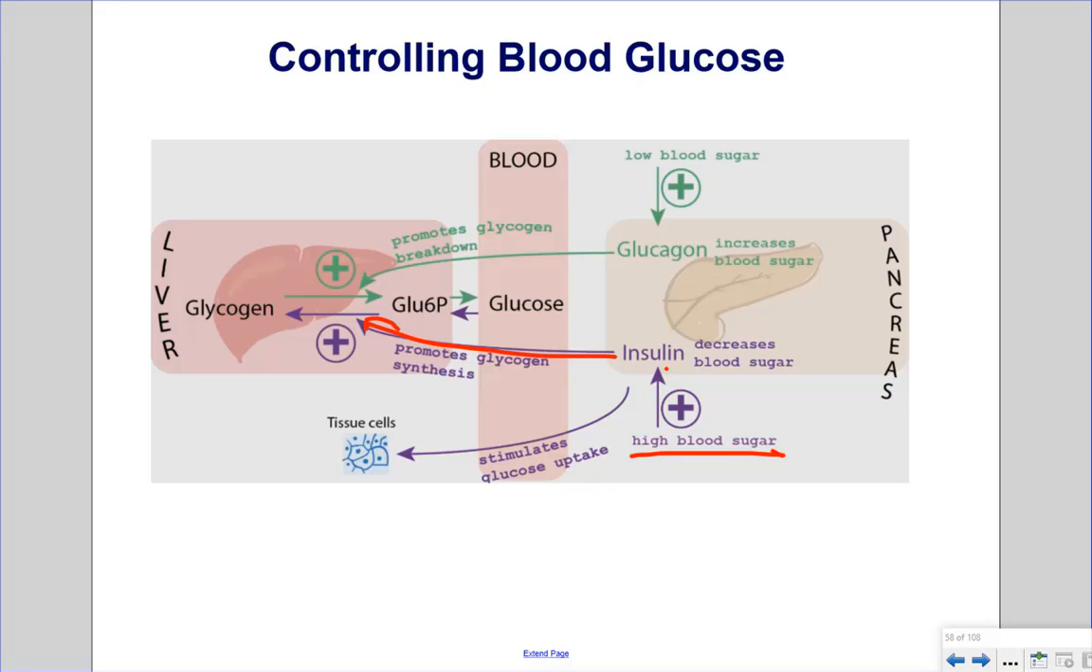If the blood sugar becomes low, as happens when insulin signals the liver to take in the glucose, then the pancreas will release glucagon to signal the liver to break down the glycogen and send more glucose back into the blood. These two stimuli oppose each other, and so it's negative feedback.